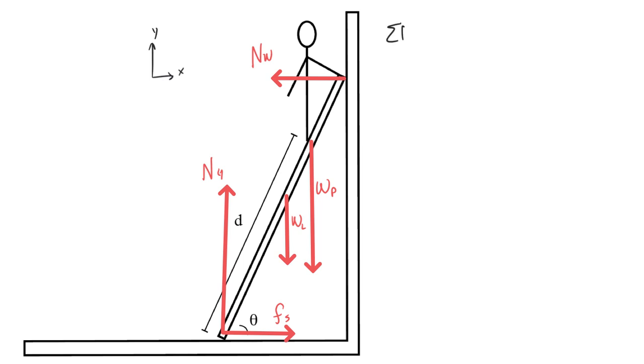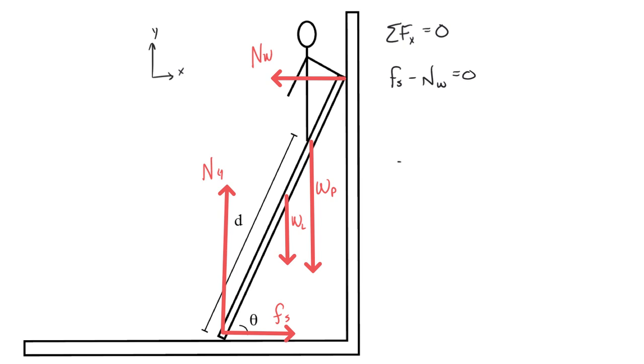So net force in the x direction equals 0. And I believe there's only 2 of those, friction and normal force from the wall. Any questions there? This is old school stuff, right? First semester stuff? All right.